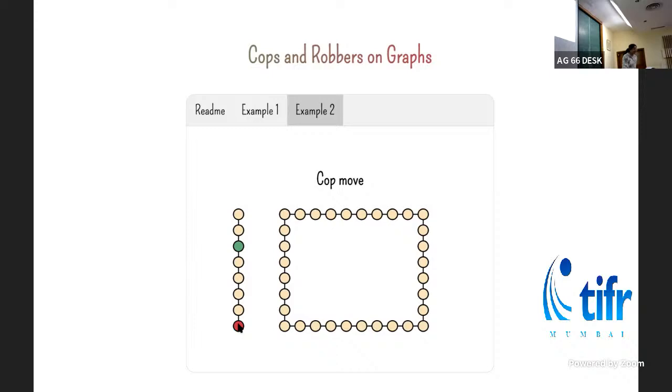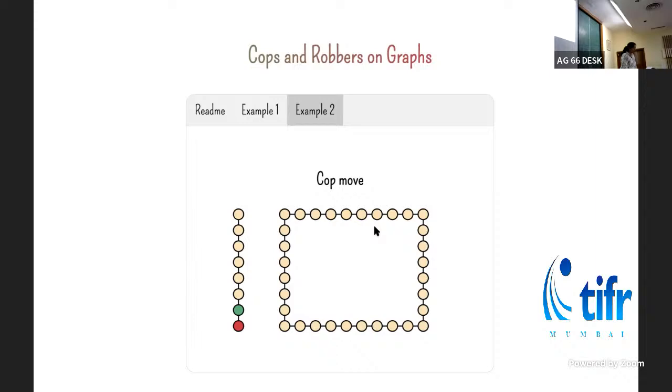Now it's not particularly interesting. The robber should just stay put, otherwise he's just getting closer to a not so nice future. But in that many turns, the cop will eventually catch the robber. So the robber is kind of stuck. This is a cop win.